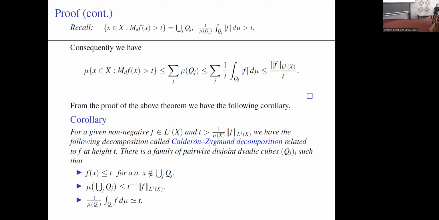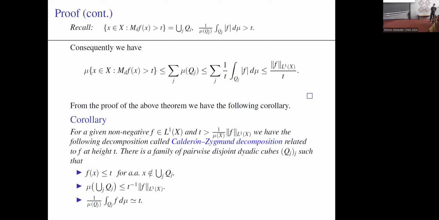But what will be useful for us is that we have the following decomposition, which is called the Calderon-Zygmund decomposition. If we assume that t is greater than this average, so in particular if the measure of the whole space is infinite, we consider all positive t's, then we can construct a family of pairwise disjoint dyadic cubes such that we have these three properties. The second one is just the fact that the dyadic maximal function is of weak type 1. The third one comes from the fact that the Q_j were maximal such that the average was greater than t.